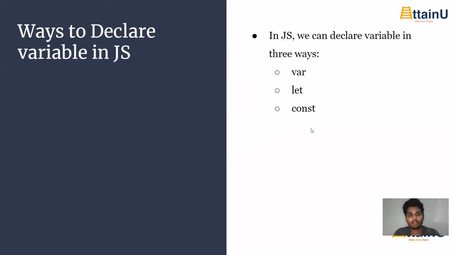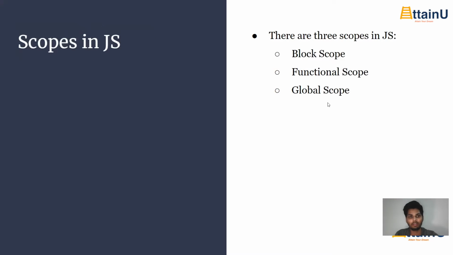So, ways to declare a variable. In JavaScript, we can declare a variable in three ways, starting with var, let and const. You can declare the variables with any of these. You can even declare variables without these as well. We will talk about all of this one by one.